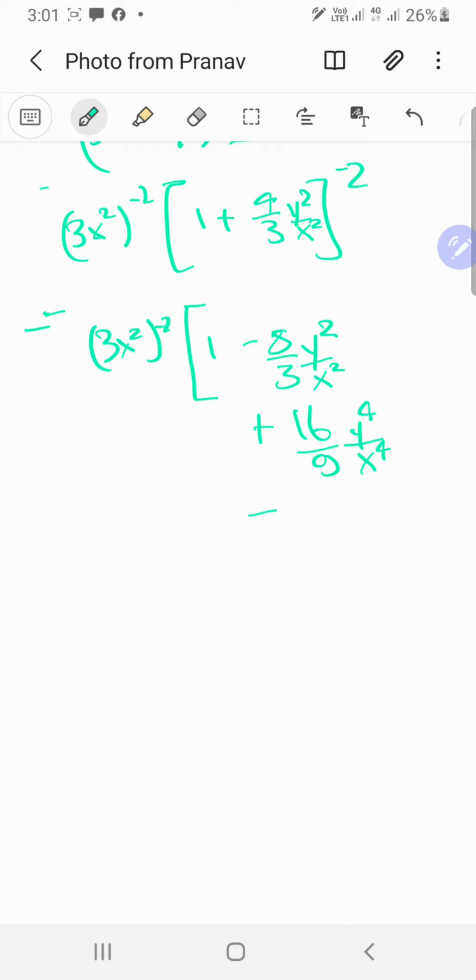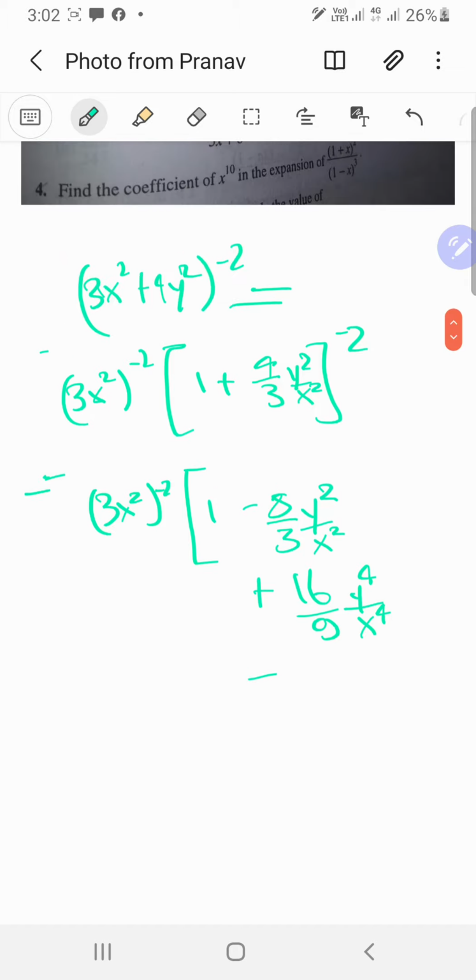No, wait, something has gone wrong. Yeah, right, so something has gone wrong over here. It should have been 2 factorial, right? Yeah, so that would make it plus 6 upon 2 into 16 upon 9 into y power 4 upon x power 4. So this guy just turns out to be 3, so this turns out to be 3 over there. So it's 16 by 3 into y power 4 upon x power 4. That's more like it. So 16 upon 3 into y power 4 upon x power 4.